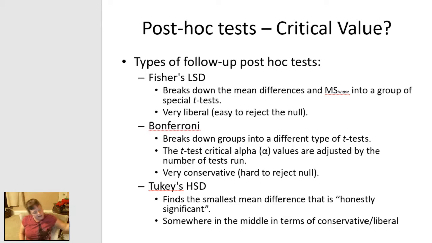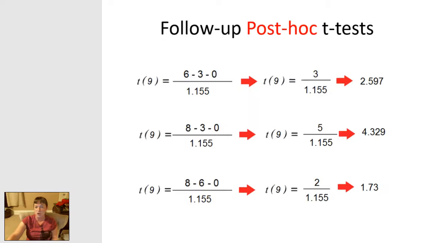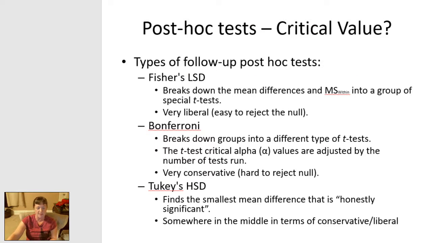So Fisher doesn't correct at all. Bonferroni corrects a lot. And then there are other camps, and there's even more than we're going to go over. Your book talks about one called Scheffé, which I don't cover. The one I want to share with you is called Tukey's HSD, Tukey's Honestly Significant Difference. It actually tries to derive the appropriate critical value, because that's where these philosophical camps differ. You're going to calculate the actual observed, obtained test statistic the exact same way. It's how you look up the critical value that's going to be different.